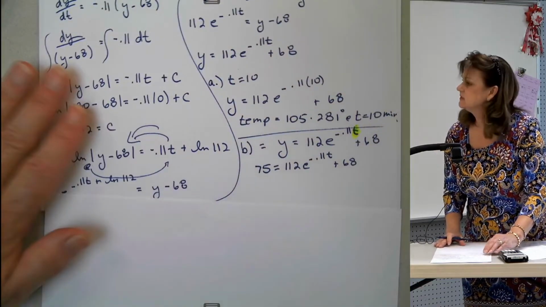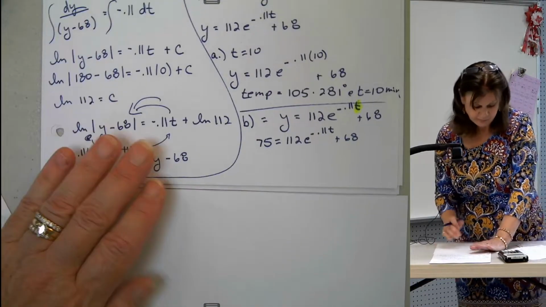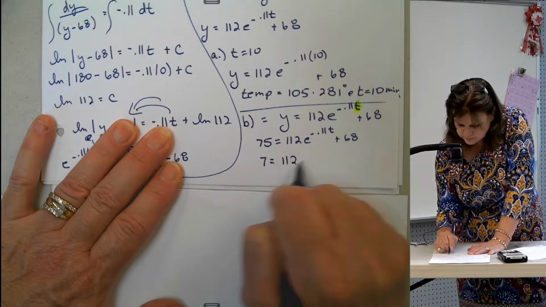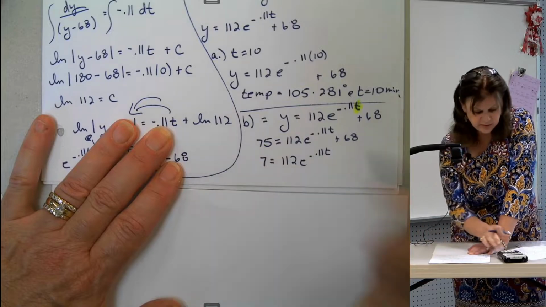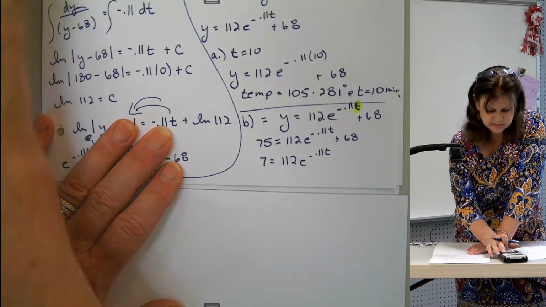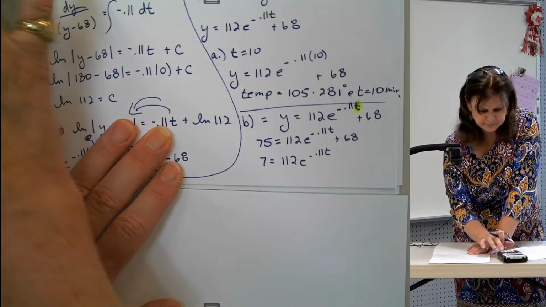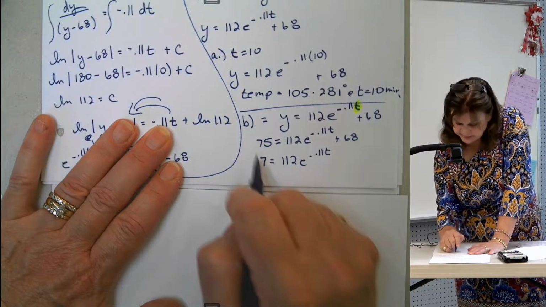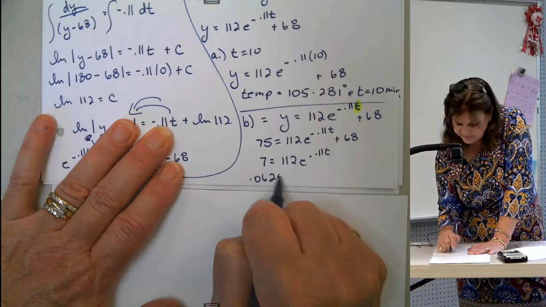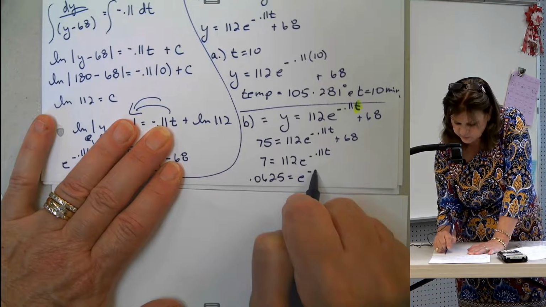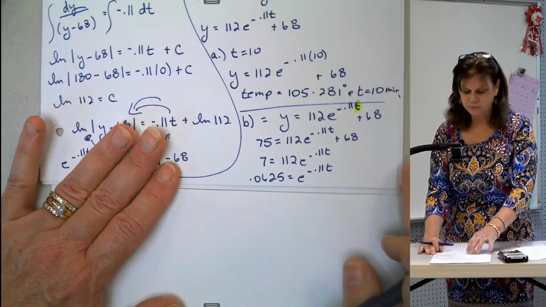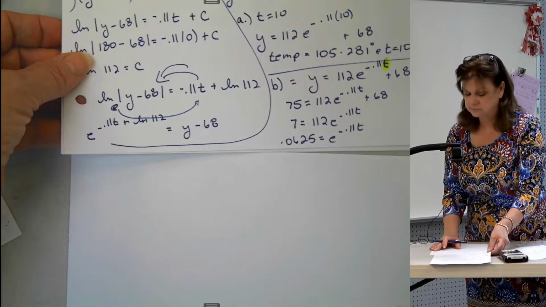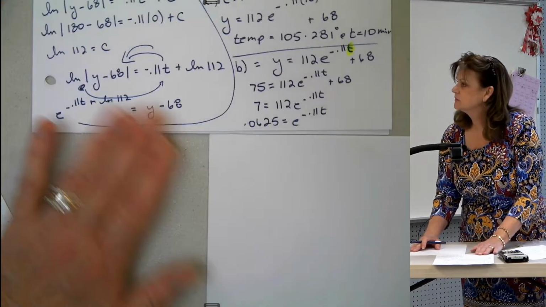We're going to move the 68 to the other side, of course, and we get 7. We're going to divide 7 by 112. So now we have 0.0625 is e to the negative 0.11 t. Let me leave that up here, but put this off to the side.